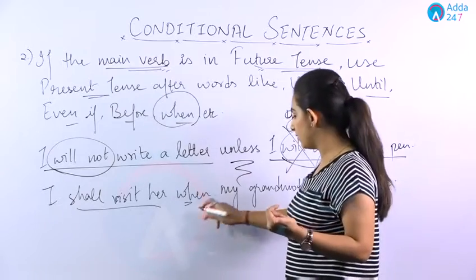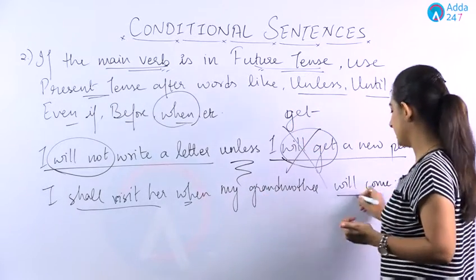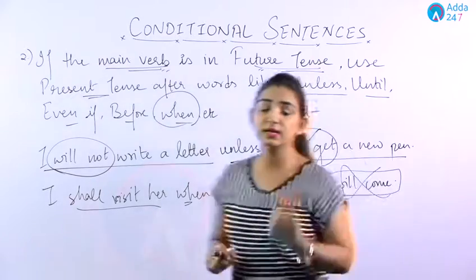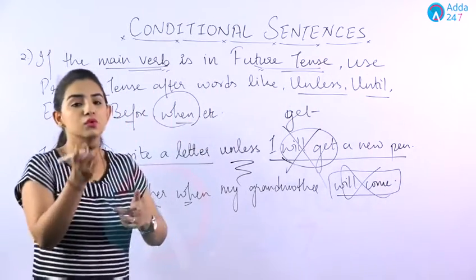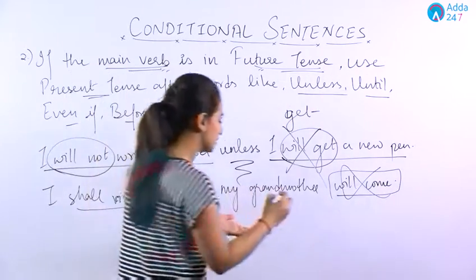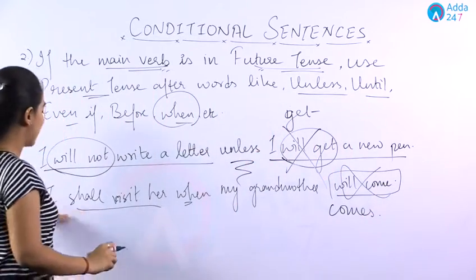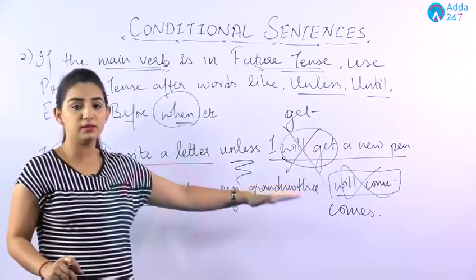And then after when, what we need to place is a present tense. So, will come makes this sentence incorrect. And how will we correct it? We need to use this in present tense. And what does it become? It becomes comes. So, the correct sentence will be, I shall visit her when my grandmother comes.